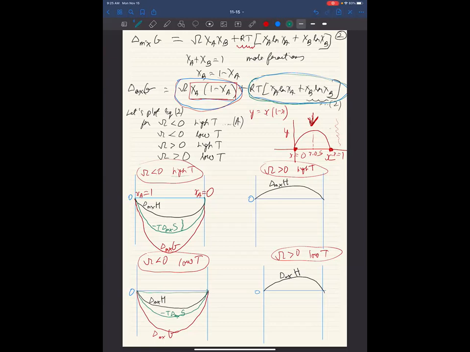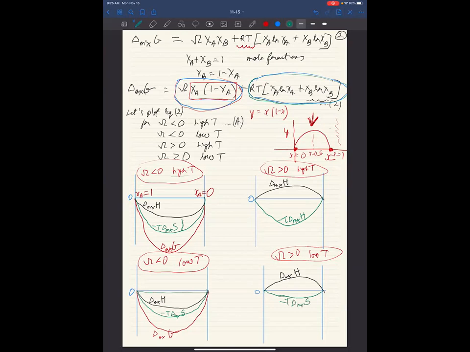So it's going to look something like this. Minus T delta mixing H. And at low temperature, it will again be negative, but it will be a bit closer to the axis. Minus T delta mixing S.